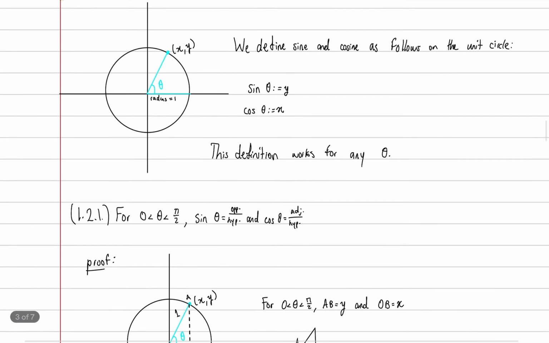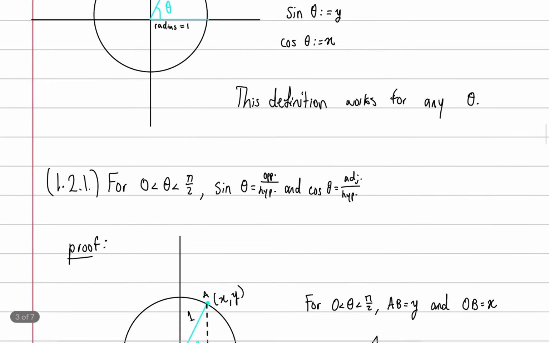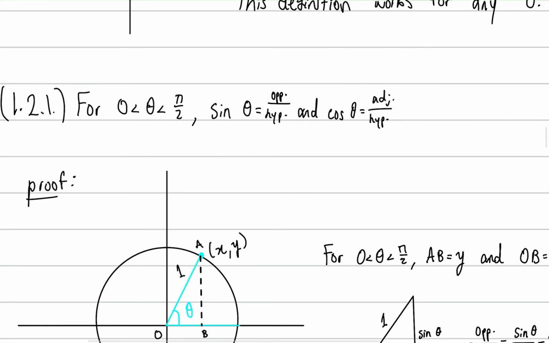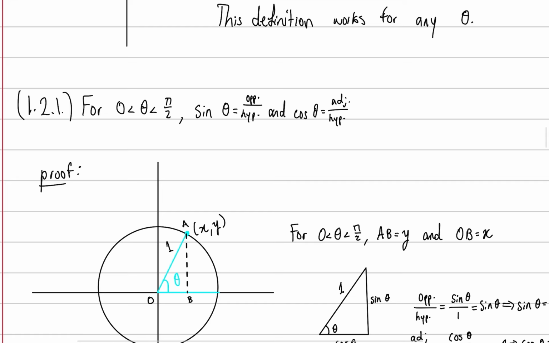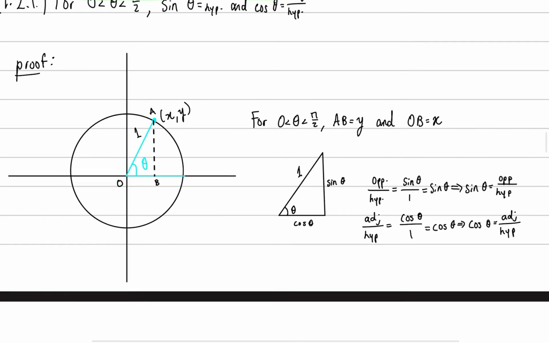This definition works for any theta. Proposition 1.2.1: if theta is between 0 and pi over 2, sine of theta is opposite over hypotenuse, and cosine theta is adjacent over hypotenuse. We'll prove that our definition actually does preserve our old definition, and this is a property.